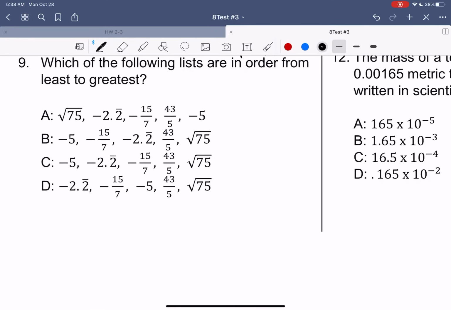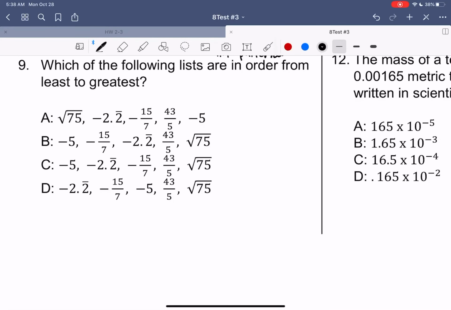Okay, which of the following lists are in order from least to greatest? So we have lots of different numbers. Since each of these answer choices has the same number set, I'm going to take each number and turn them into decimals and then plot them on a number line.